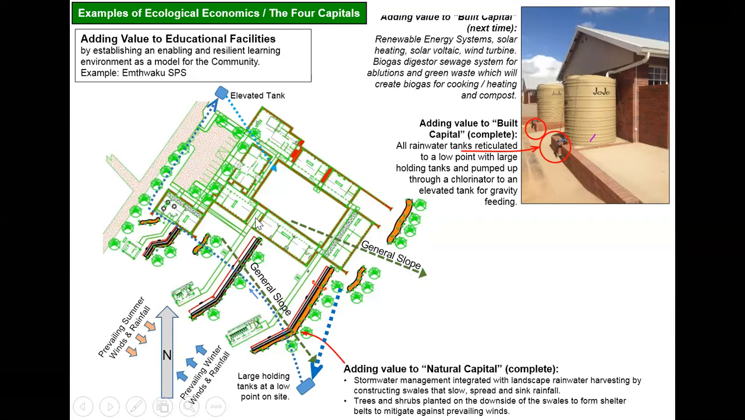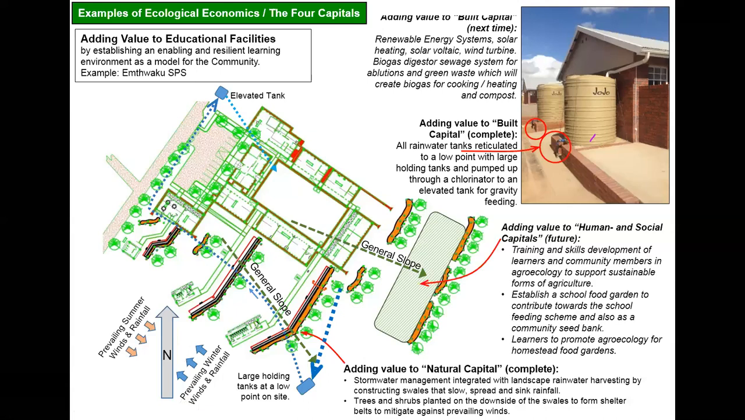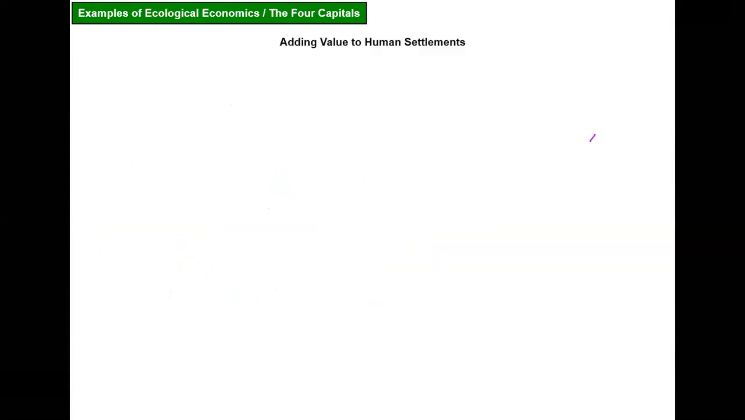The next thing we would do on this project is a biogas digester and also solar panels. And then the human and social capital is a permaculture school garden, which can have major outreach opportunities. So this is a nice example of using the four capitals.